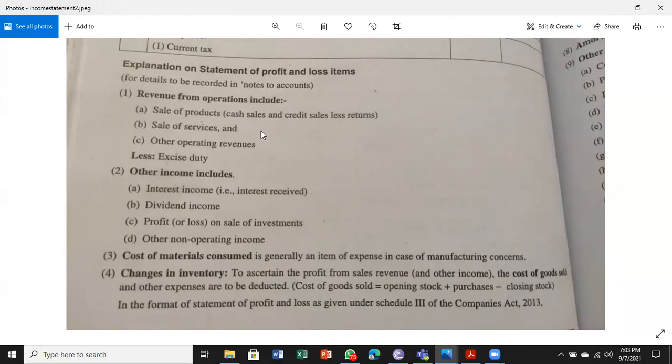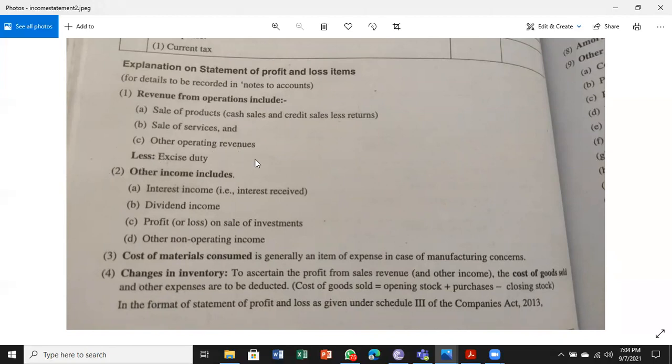So sale of products is cash sales plus credit sales less sales returns. Sales are of two types, cash sales and credit sales, and if any returns happen, that is sales return. So you can see here, sale of service is also there. Other operating revenues are also there. But usually you don't get other revenues, you usually get product or service.